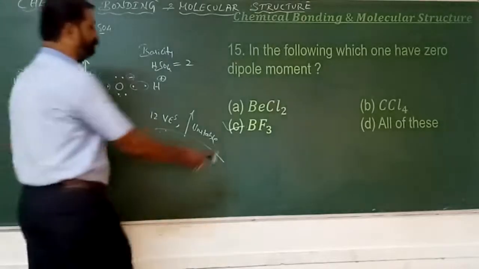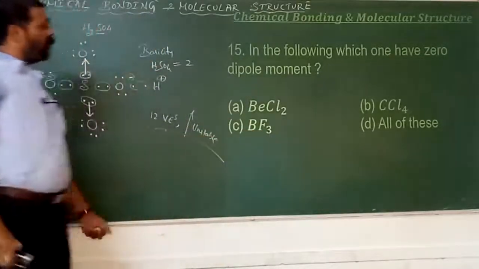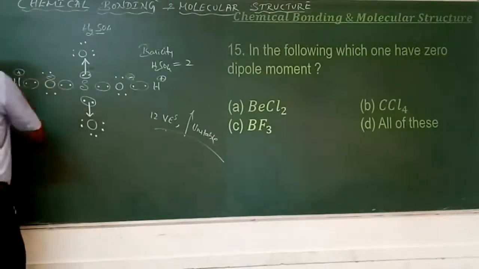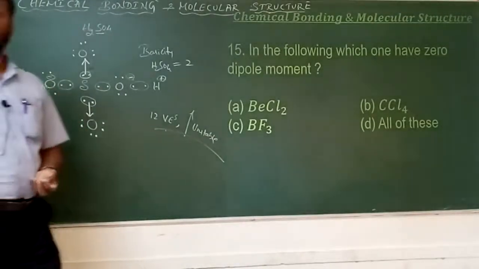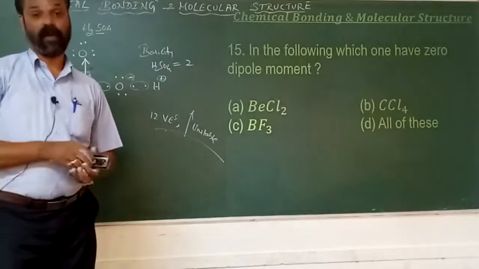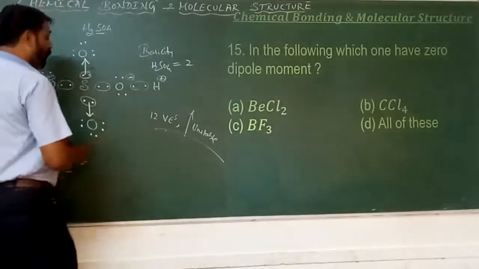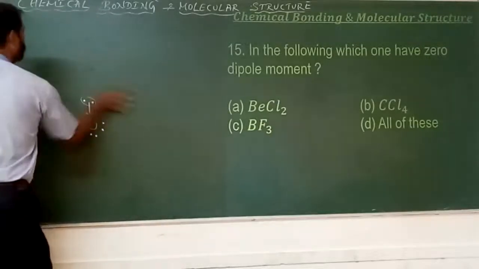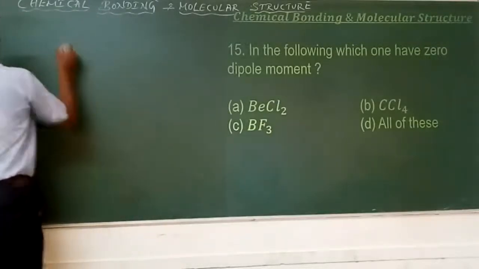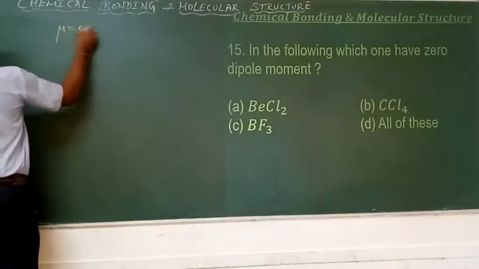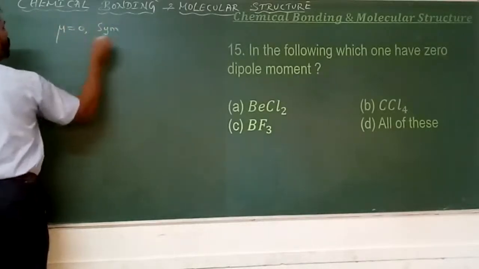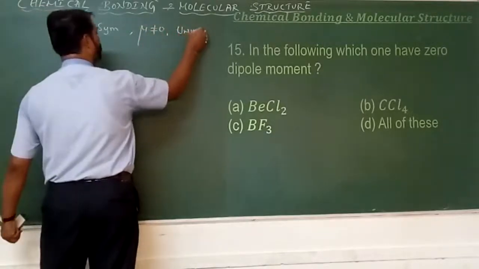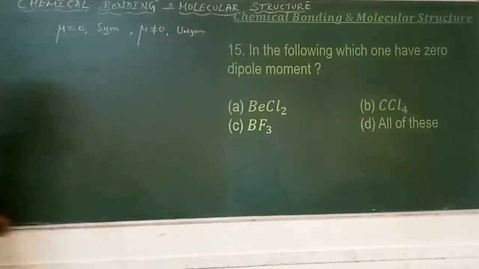Next, in the following, which one has zero dipole moment? As if we are discussing the polar and the non-polar. The dipole moment of a symmetrical molecule is always mu equal to zero. Mu is not equal to zero for unsymmetrical molecules. That is the most important.